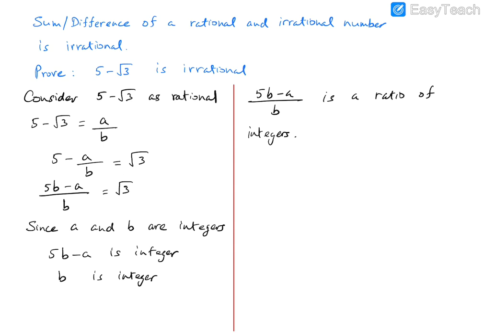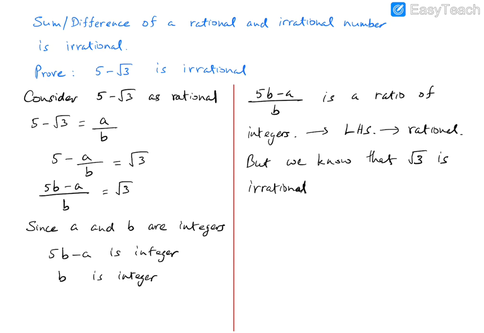So this is the left hand side, the LHS. The left hand side is a ratio of integers, and if it is a ratio of integers, it means that the LHS is rational. But we already know that the square root of 3 is irrational.